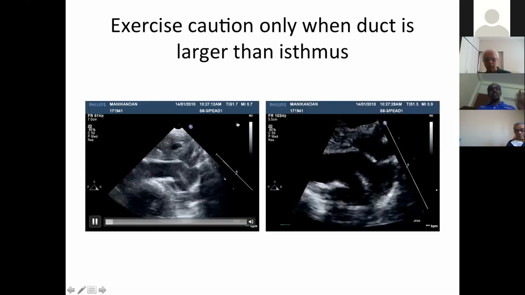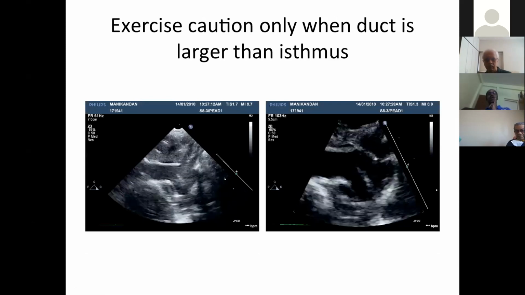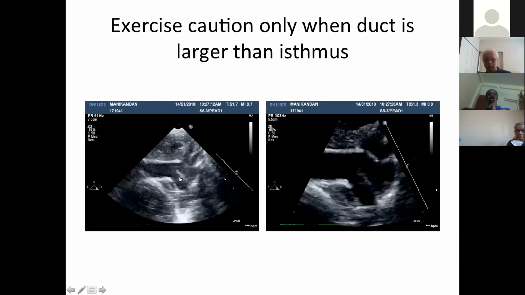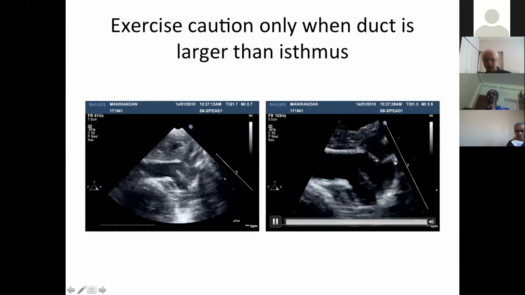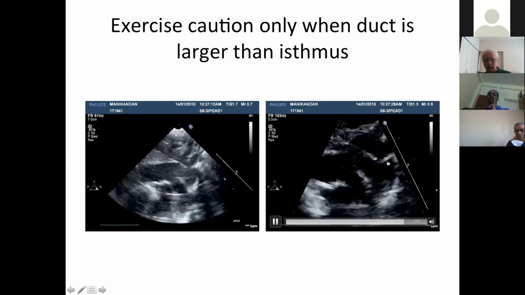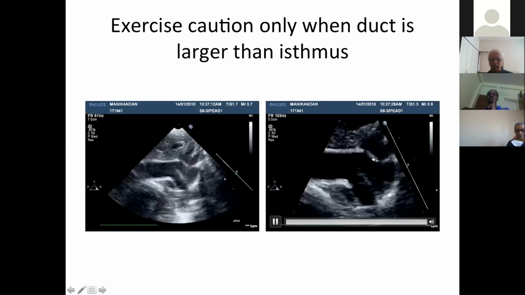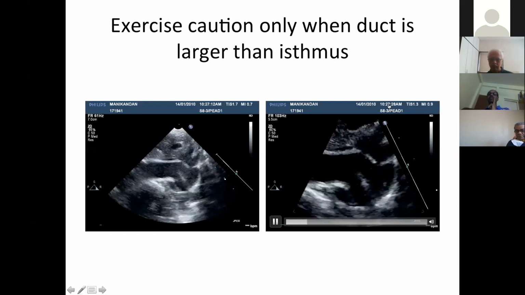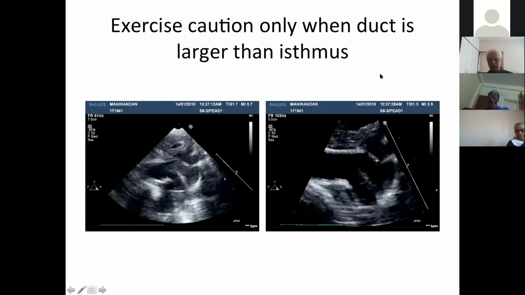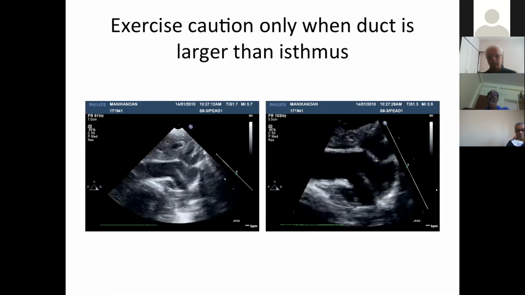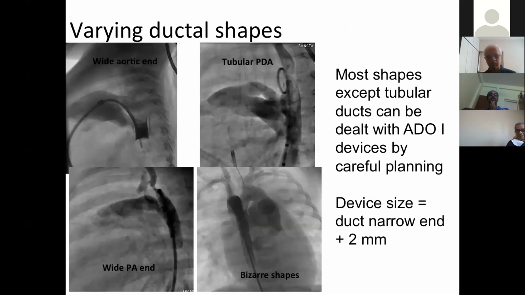When do we then exert a caution? Whenever the ductus is looking larger than the isthmic area, this is actually not a coarctation. This looks like a fallacy. It's not a coarctation at all. This is an artifact. This is the isthmus. This whole area is the isthmus, and this is the ductus. And we need to take some caution whenever the ductus is looking larger than the isthmus. We need to take varying ductal shapes into consideration and try to change the device size.